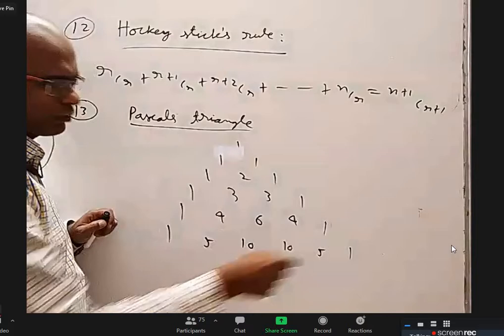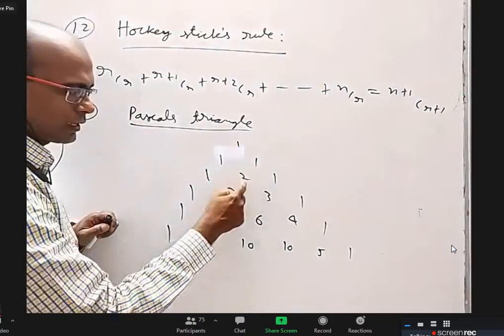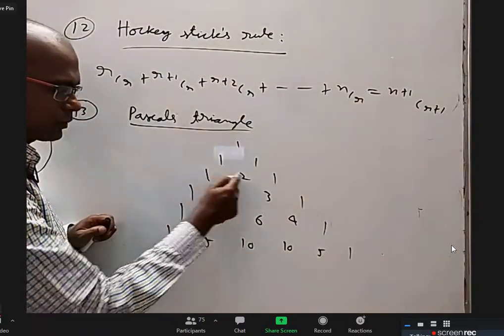Always beginning 1, ending 1. Add these two numbers right in the middle. Add these two numbers in the middle, you write that.